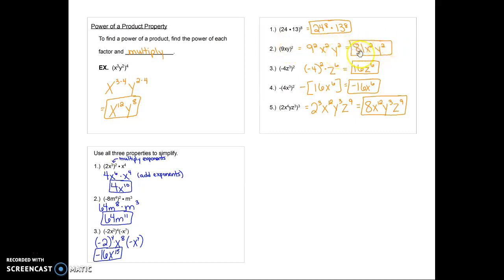One way of simplifying this that you need to do: 9 to the second power is really 9 squared. So 9 times 9 is 81. Then your x squared, y squared is still attached to it.